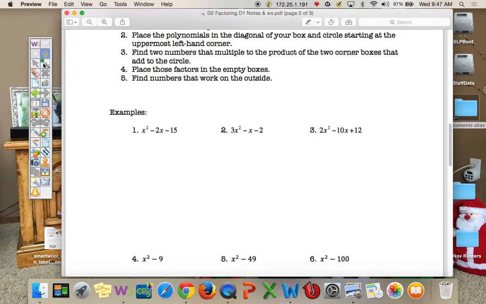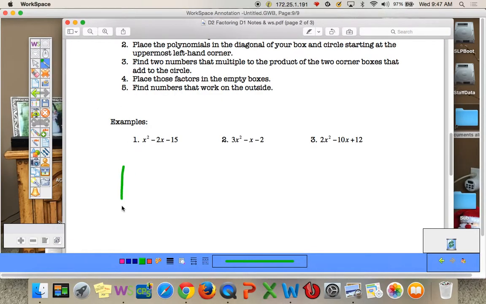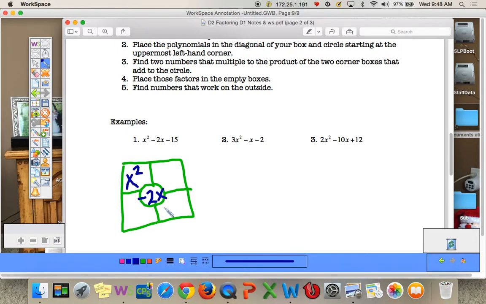Step 2, place the polynomial in a box and circle. So here's what it looks like. Here's a box with a circle in the middle. I'm going to put the polynomial here, x squared minus 2x minus 15. Okay, so it always looks like this. Next step, find the numbers that multiply to the product of the 2 corner boxes that add to the circle.